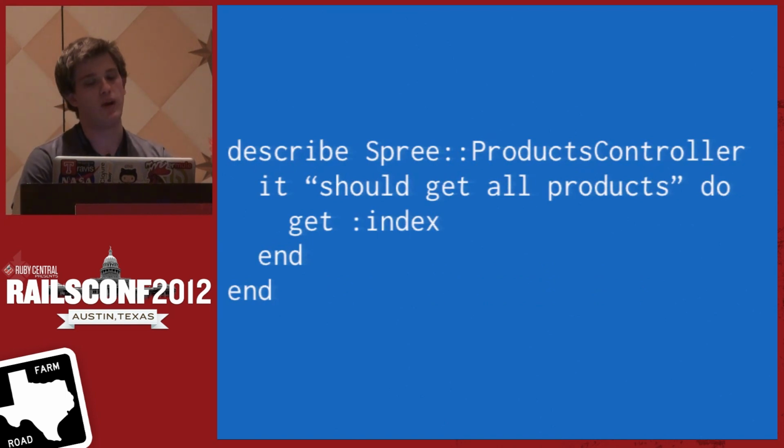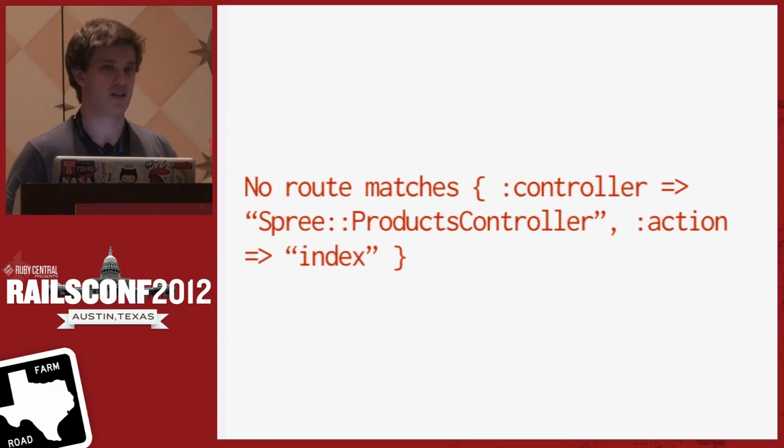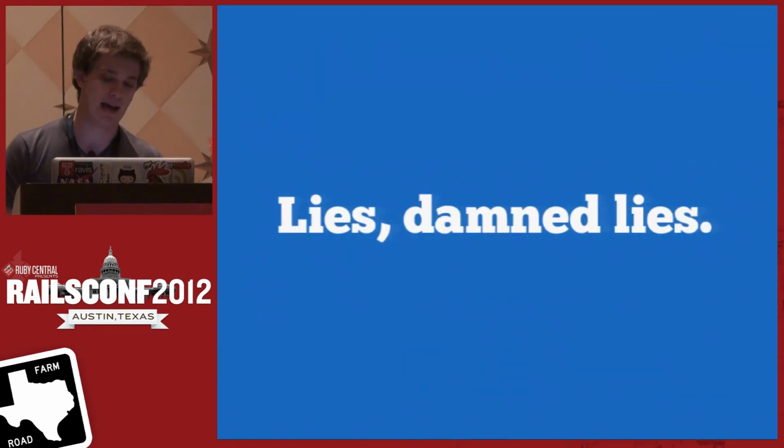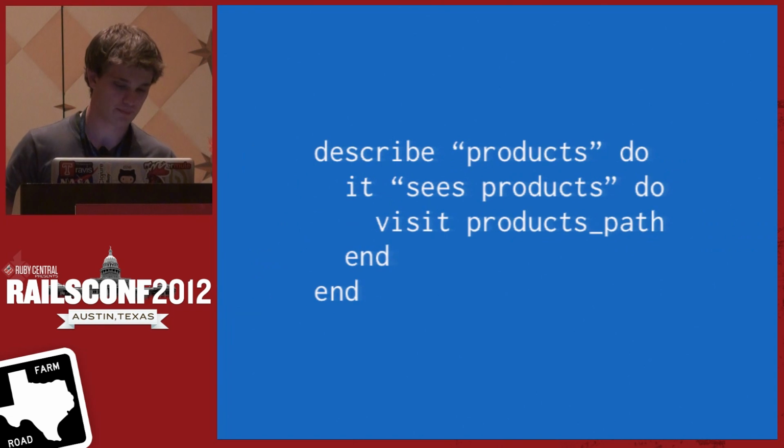When we were working on Spree, we had this problem. We had an RSpec test for the products controller, and we defined a simple test in it that went to the index action. And can anyone tell me what this does? It goes to a gray screen. It says no route matches controller Spree products controller action index. And this is lies, damned lies. Because the Spree products controller actually existed. The problem was that we weren't using use_route, and you need to use the use_route option in a controller test to tell it to go to the engine's routes.